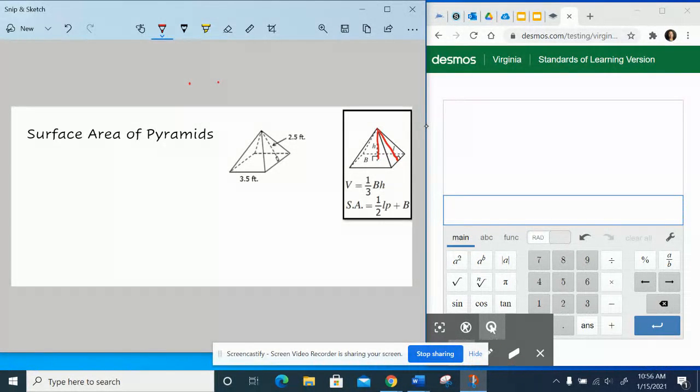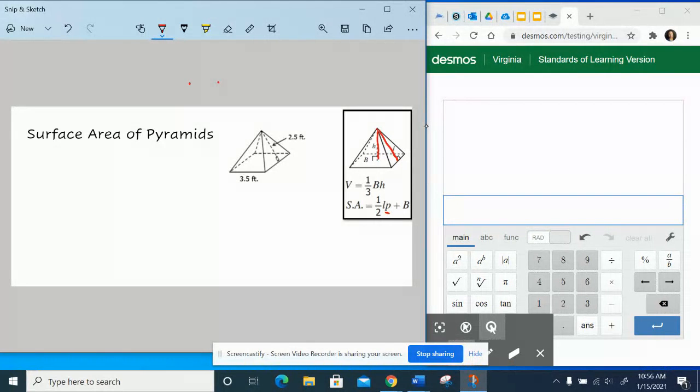Then you have what I call big B. Your big B stands for area of the base, so the area of your square. Remember, to find the area of the square, it's just side squared. A couple other things that you need to notice in your surface area formula is that there is a P. This P stands for perimeter. That means the perimeter of the base.